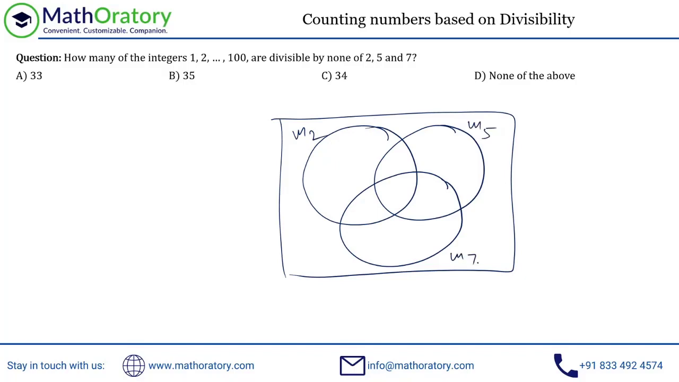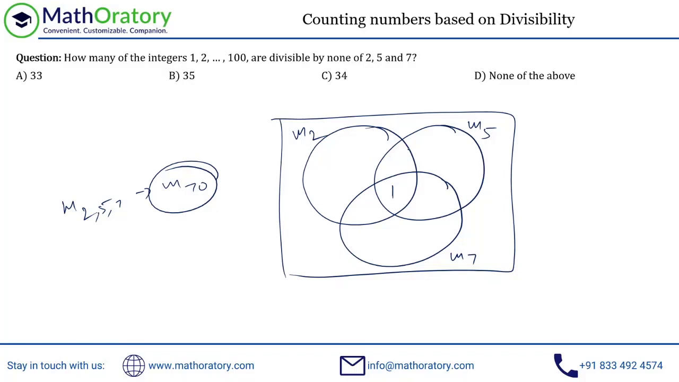So I'll start with the very basic thing, and that is the centermost region. So the centermost region out here is indicating multiples of 2, 5, as well as 7, right? So multiples of 2, 5, and 7 implies multiples of 70. From 1 to 100, there is just one multiple of 70, right? 70 itself. So this is pretty easy to do.